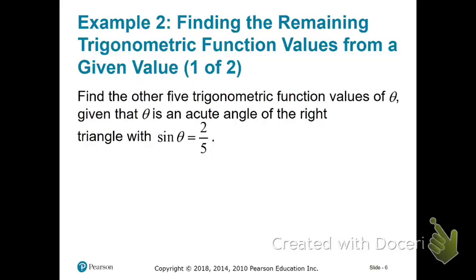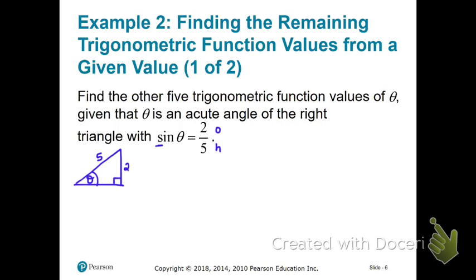Sample 2 says find the other 5 trig function values of theta given that theta is an acute angle of the right triangle with sine of theta equal to 2/5. So nothing else, just kind of draw your triangle. Well, sine is what in terms of opposite, adjacent, or hypotenuse? Opposite over hypotenuse, right? So my opposite is going to be 2, my hypotenuse is going to be 5, and can I find my adjacent then?